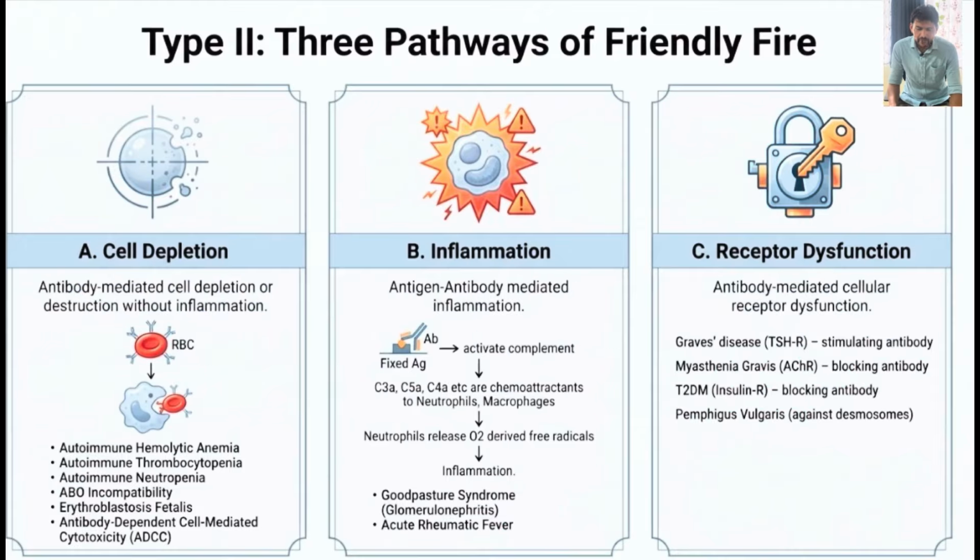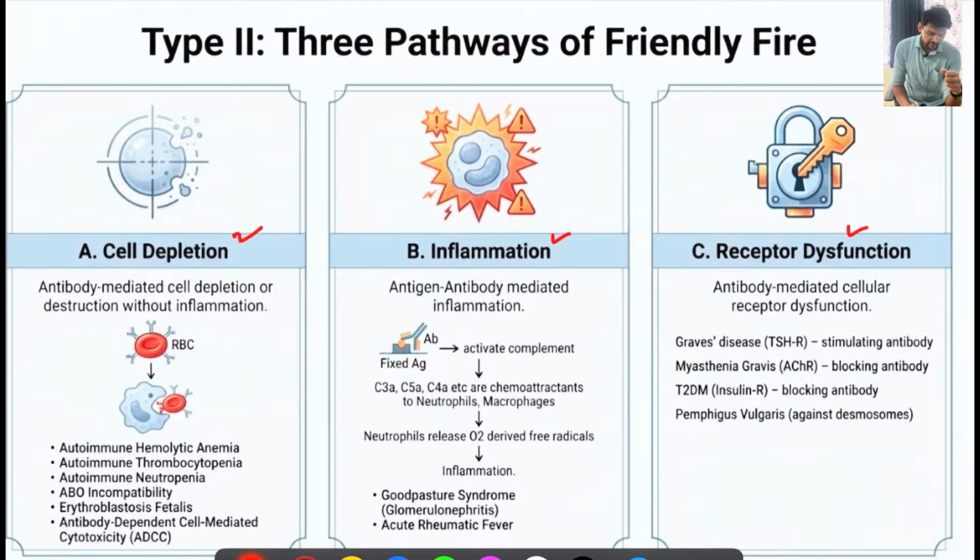Coming to type 2 hypersensitivity reaction, we mentioned that the antigen is fixed, but the antibody is free and will come and act on this antigen. Again, type 2 we can divide into three subtypes. Subtype A is related to cell depletion. Subtype B is inflammation related. Subtype C is receptor dysfunction. To understand this, we need to imagine a day-to-day scenario which might happen in and around our surroundings.